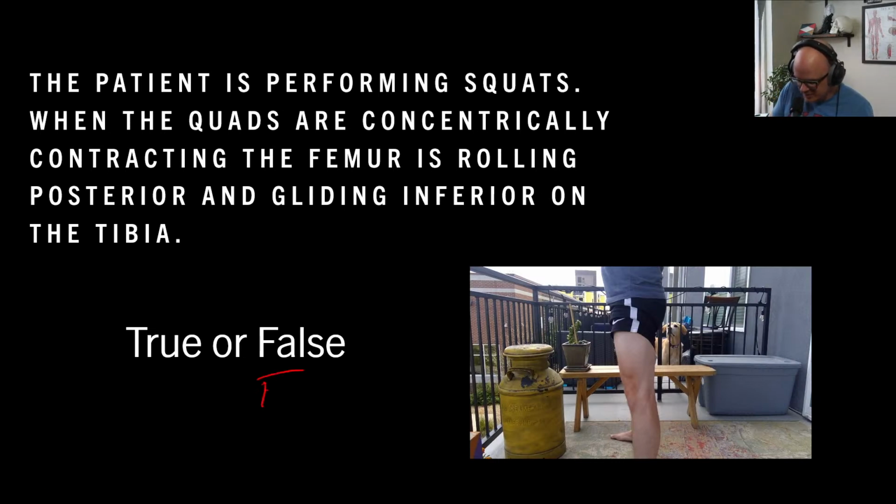The femur is the bone that's moving. The proximal bone moves when it's a closed chain activity. So when the femur is contracting, the femur is rolling posterior. Now, when you are doing closed chain extension, the femur is rolling anterior. It's going to roll anterior.